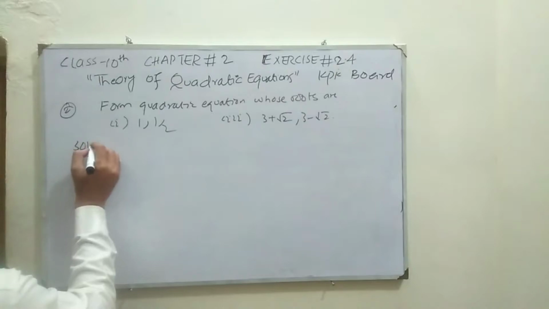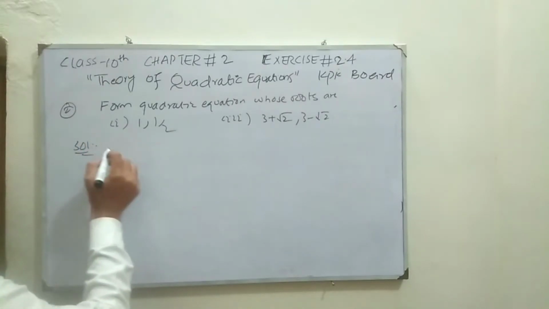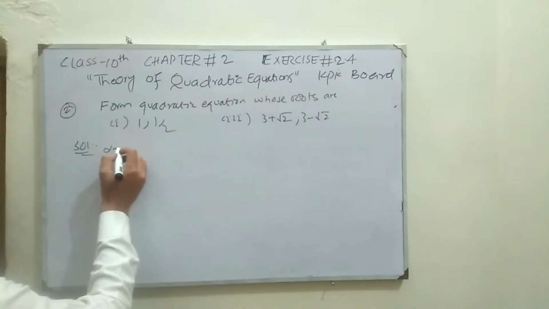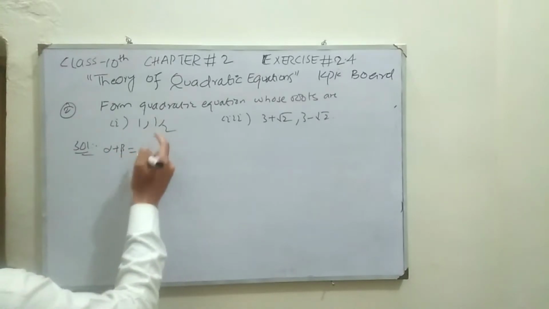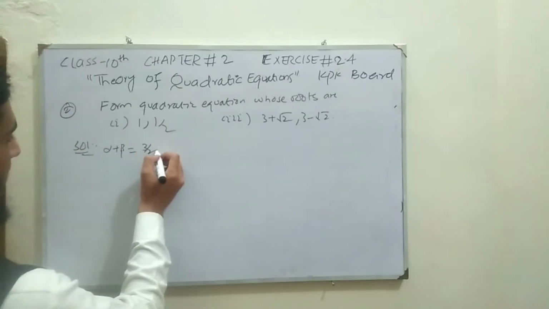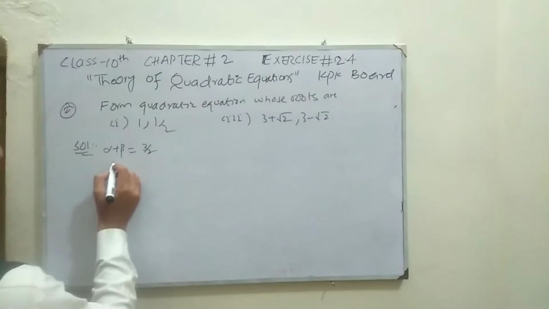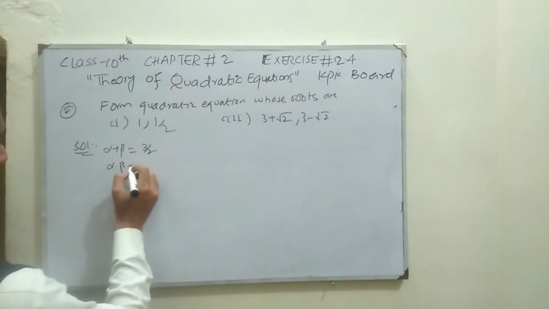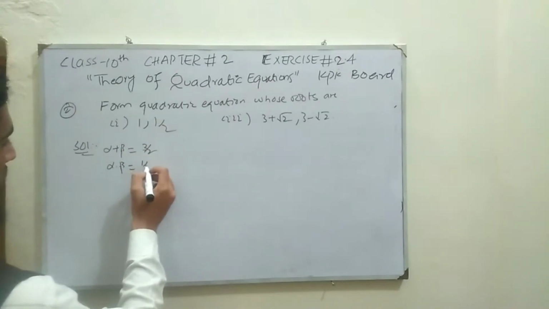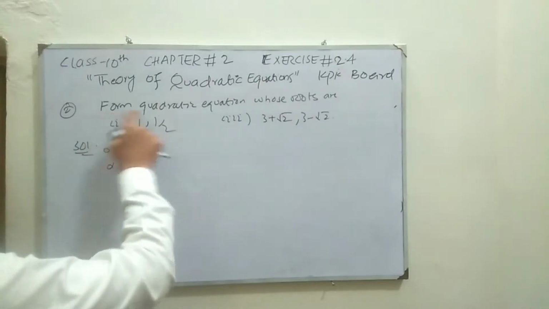Solution part 1. Let the roots be alpha and beta. The sum of roots is alpha plus beta, equal to 1 plus 1 over 2, which gives us 3 over 2. This is the sum of roots. And the product of roots is alpha times beta, equal to 1 multiplied by 1 over 2, which gives us 1 over 2.